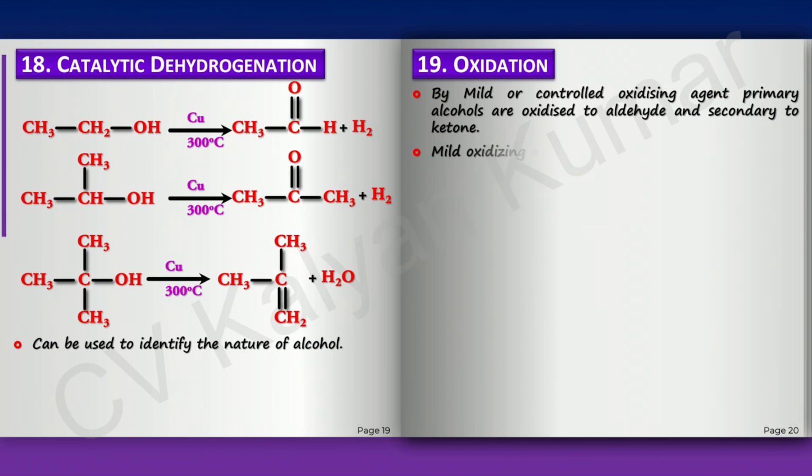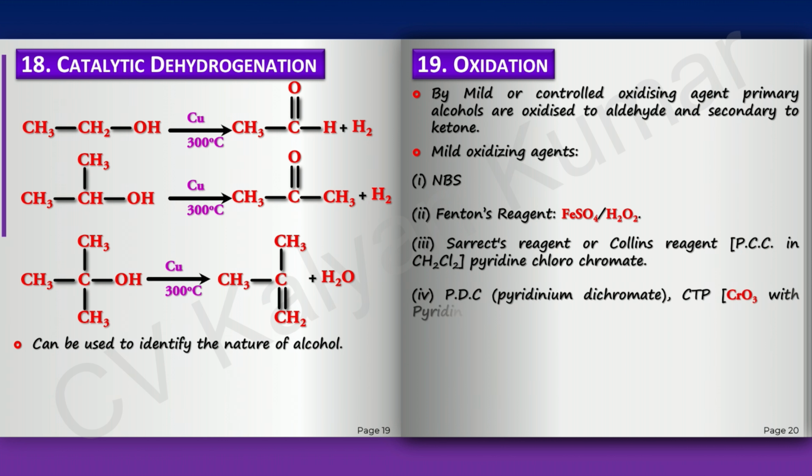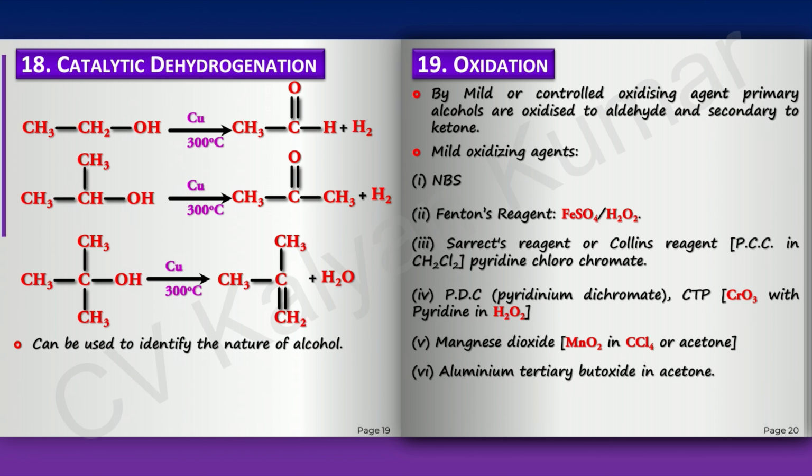So the mild oxidizing agents, you have to remember the list of these. You have NBS. You have Fenton's reagent. You have the Collins reagent, which is PCC. You have PDC or pyridinium dichromate or CTP, which is chromium trioxide pyridine. You have manganese dioxide, MnO2. Then you have ceric ammonium nitrate. You have aluminium tertiary butoxide. And as usual, the one that we just did, copper at 300 or silver at 300.